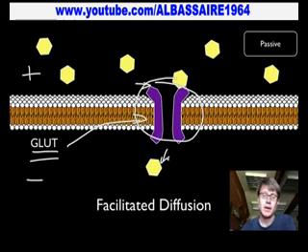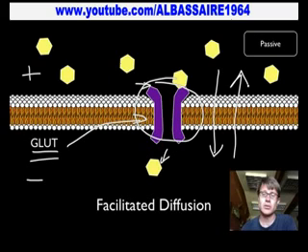Now, if you think about it, what if we want to move the glucose in the opposite direction? What if we want to make the glucose, instead of moving from a high concentration to a low, move from a low concentration to a high? Where we see that might be during, for example, the lining of your small intestine.